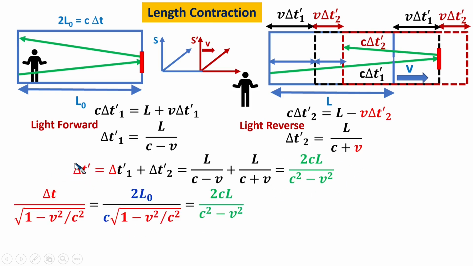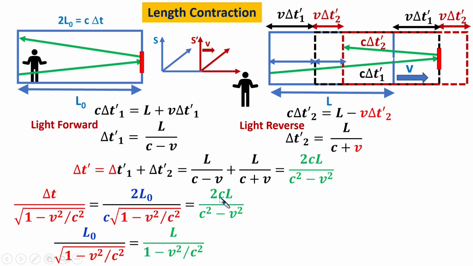Now I know this delta t prime is in the moving frame, and we derived earlier the time dilation, that this is gamma times delta t, which we proved earlier. So I use it here, and I know this delta t is nothing but 2 L naught by c. I substitute it here, and this quantity delta t prime is equal to 2cL divided by c square minus v square. I write it here. Now if I equate these two, I take c square common, so this will be 1 minus v square by c square.